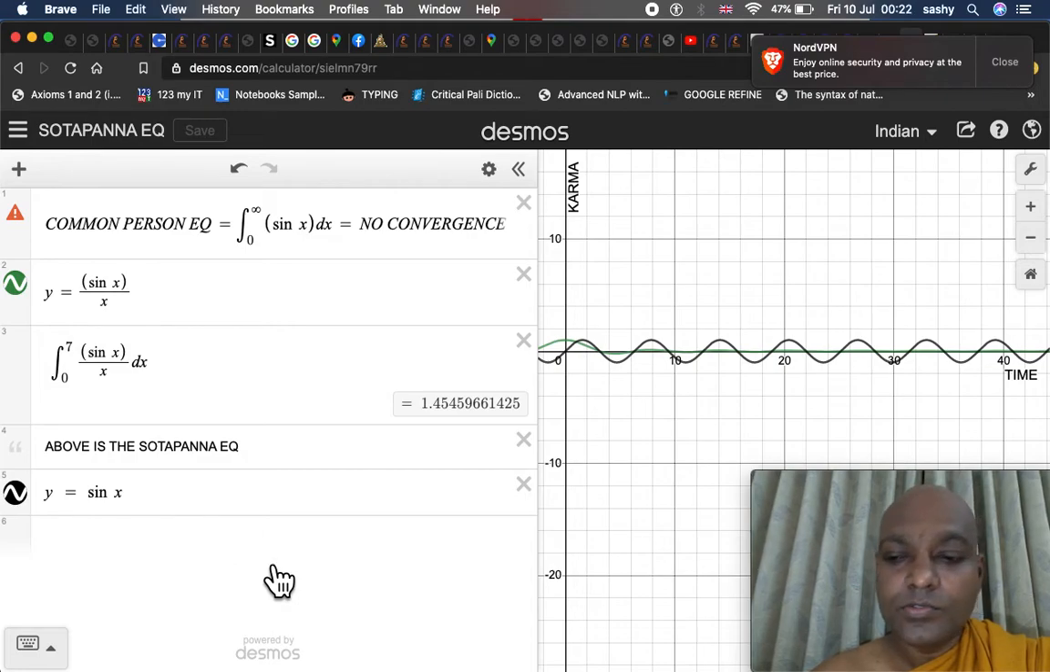You don't need to use Feynman's, who was a theoretical physicist who contributed a few important things in the quantum world, quantum physics. But we don't need to use it, because it's 0 to 7 instead of 0 to infinity. Here we have changed it to 0 to 7.